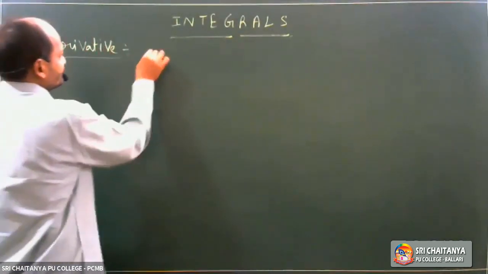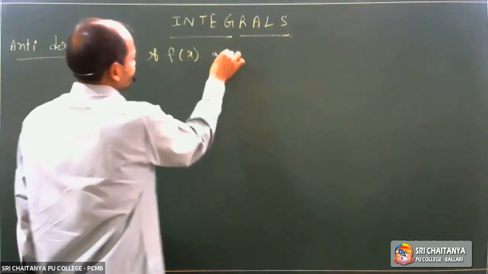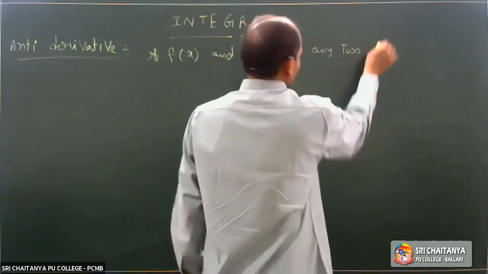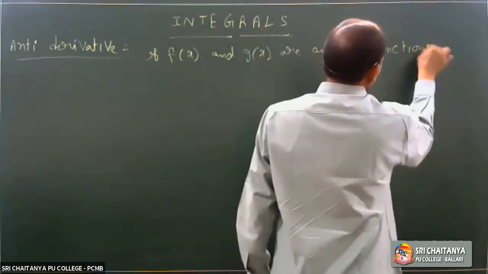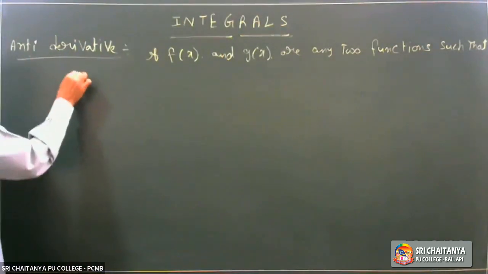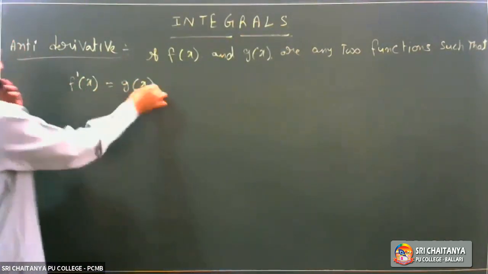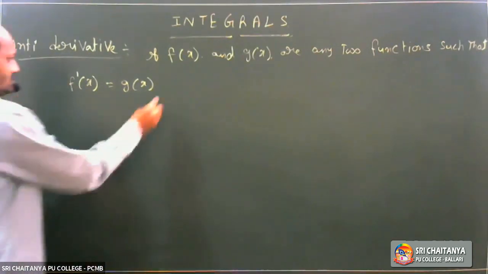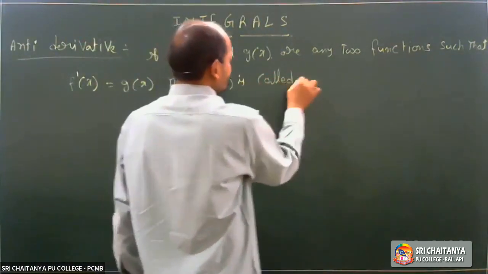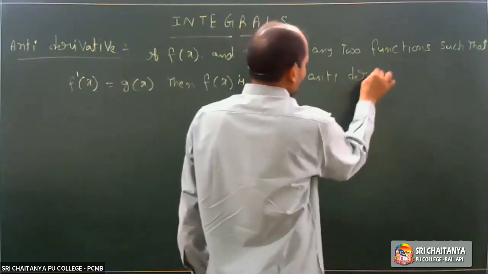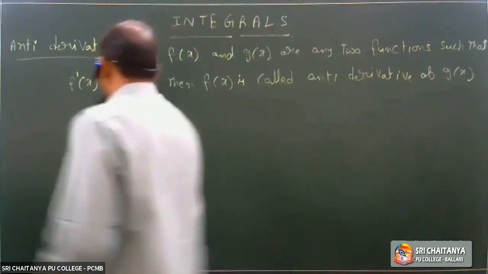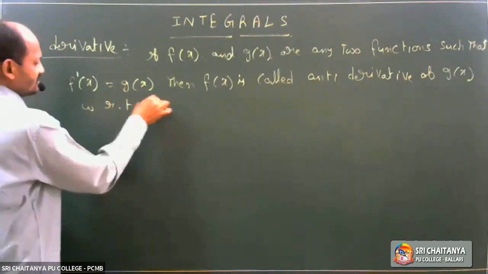So if f of x and g of x are any two functions such that f dash of x is equal to g of x, then f of x is called an antiderivative of g of x with respect to x.